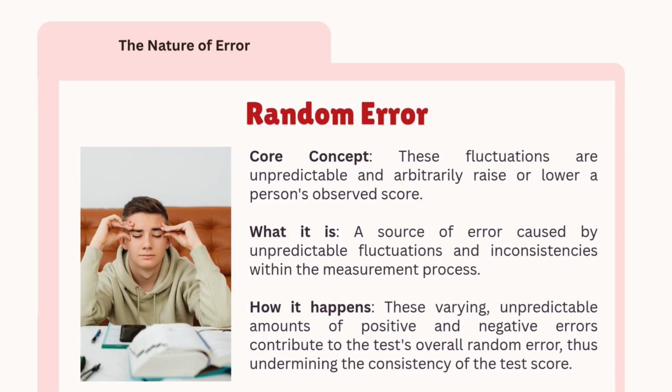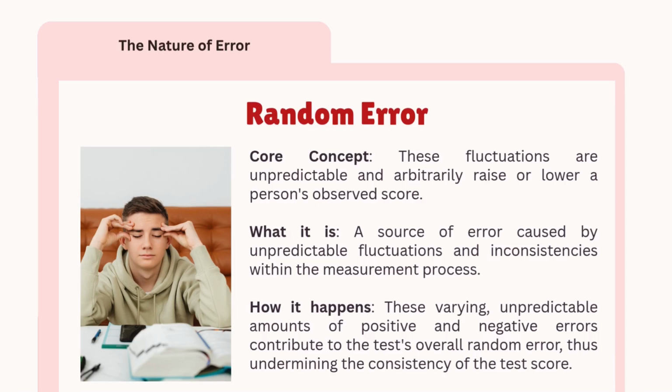This is because if the student took the same exact test tomorrow, the random errors would have probably been different, and their observed score would likely change, even if their true reading ability, or whatever it is that the test was trying to measure, stayed the exact same. This inconsistency is precisely what random error introduces.